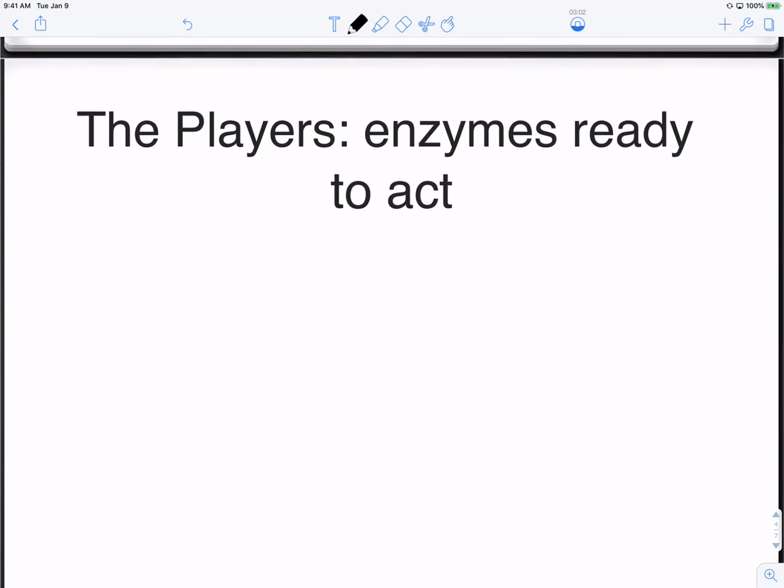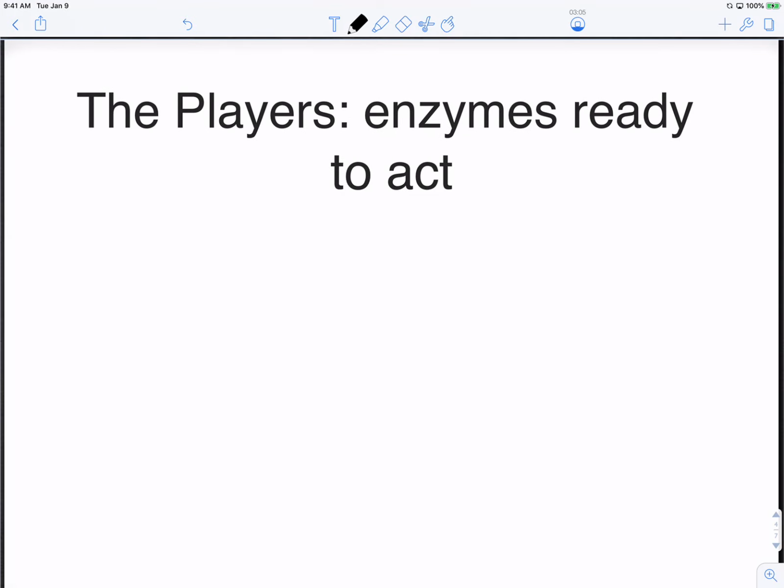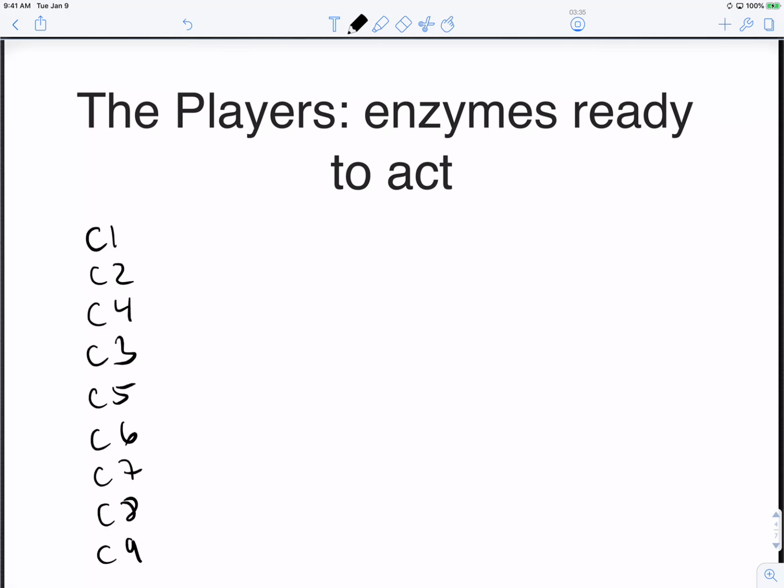Okay, so now that you know the function, it's important to understand the players. So complement is a series of proteins, and they've been given names which are numbers. So they all start with a C for complement, and so you have C1, C2, C4, C3, C5, C6, C7, C8, and C9. And they're not written in order because C4 and C3, with respect to the cascade, are out of order. They were numbered basically by how they were discovered. And so C1 was discovered first, of course, and C9 was discovered last.